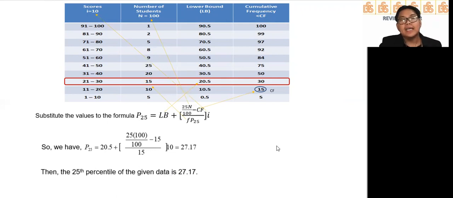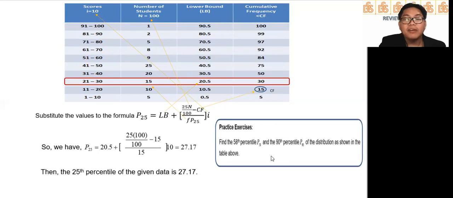Okay, so again, there's no learning without doing it. For your practice exercise, find the 50th percentile and the 90th percentile of the given distribution. Make sure that you do that. For you to know the answer, ask your teacher about it, or you may send me a message if you really need the answer key for these practice exercises. Or you may type your answer in our comment box so that I will check and reply to your comments.